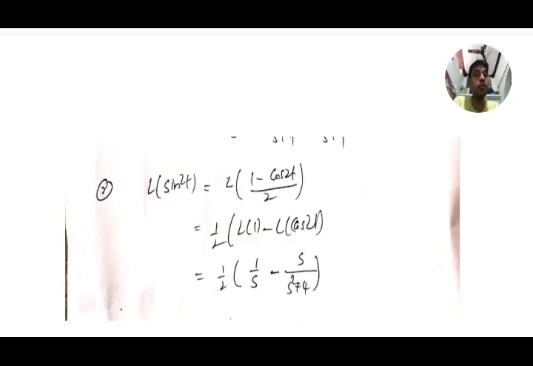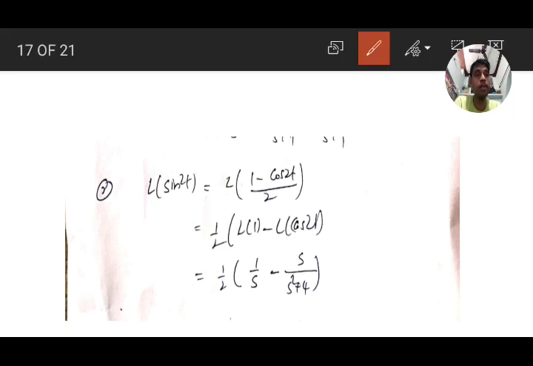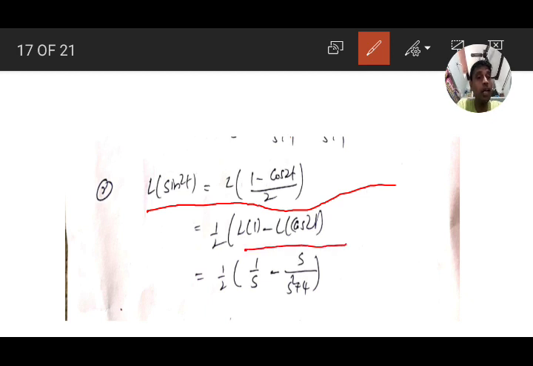So L of sin square t equal to L of 1 minus cos 2t by 2. Formula for sin square t is 1 minus cos 2t by 2. So then 1 by 2 outside, by the linearity property L of 1 minus L of cos 2t.